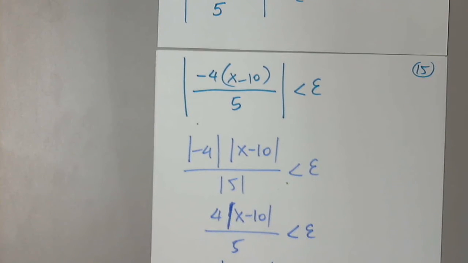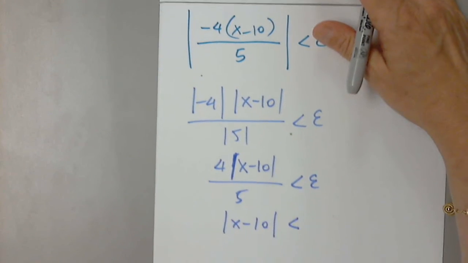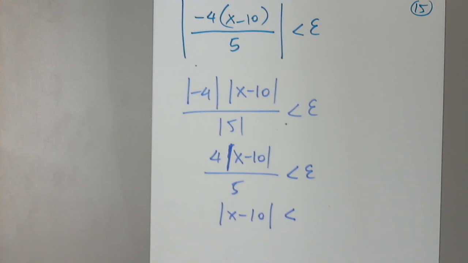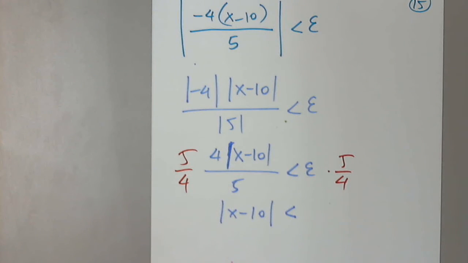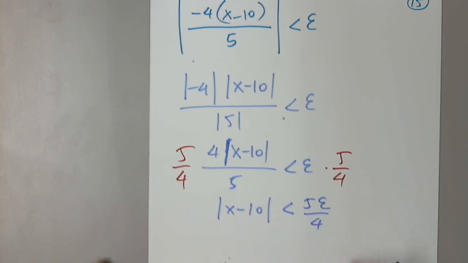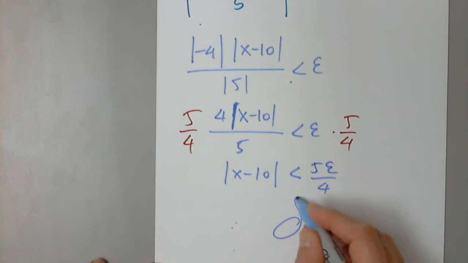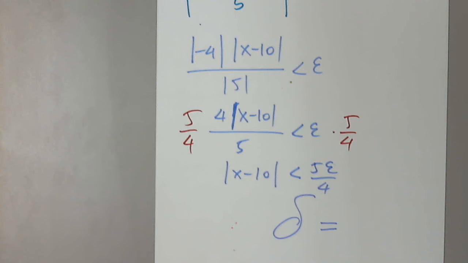And what operation will you use? Divide by 4. You will multiply both sides by the multiplicative inverse. Right, 5 over 4, correct? So let's multiply this side by 5 over 4 and this side by 5 over 4. So we have 5 epsilon over 4. Therefore, delta must be 5 epsilon over 4.